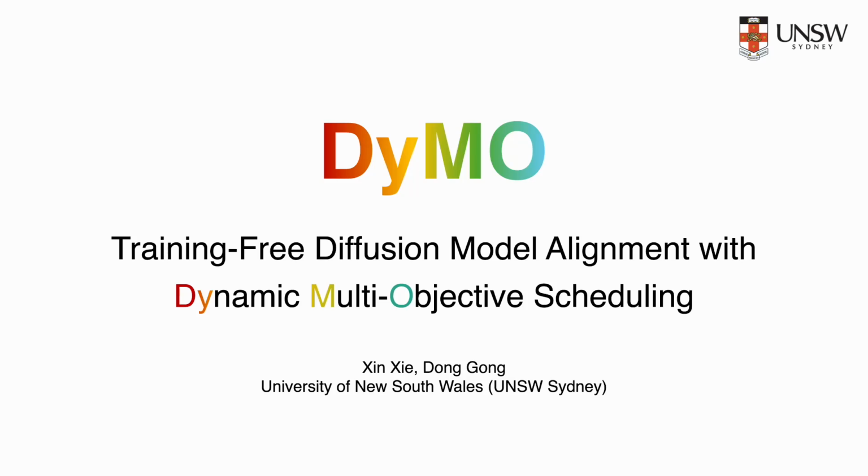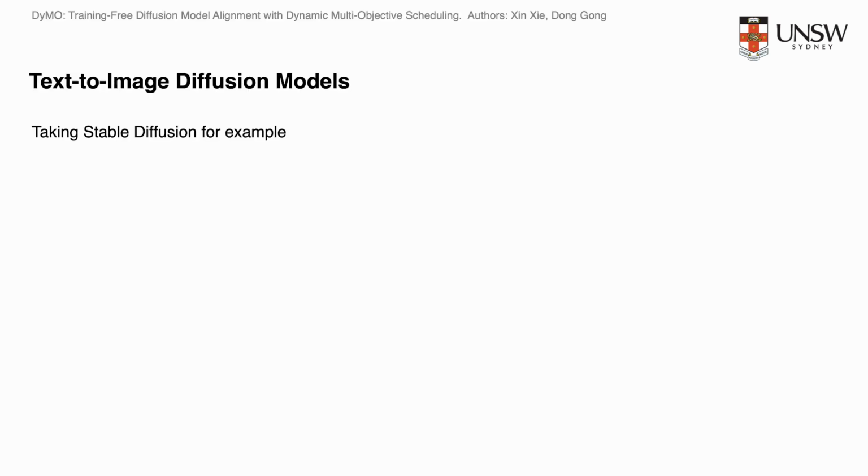Hello, this paper introduces a test-time framework to improve the generated images via diffusion models in two aspects: semantic alignment with the textual prompt and visual alignment with user preferences. Let us start with a quick overview of how text-to-image diffusion models like Stable Diffusion work.